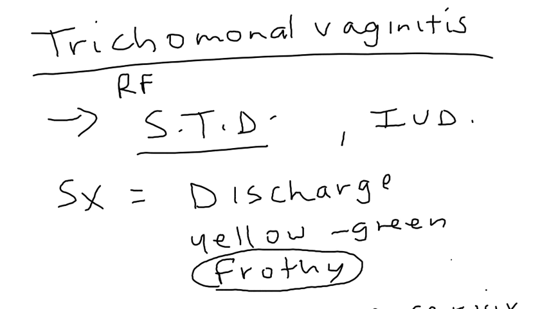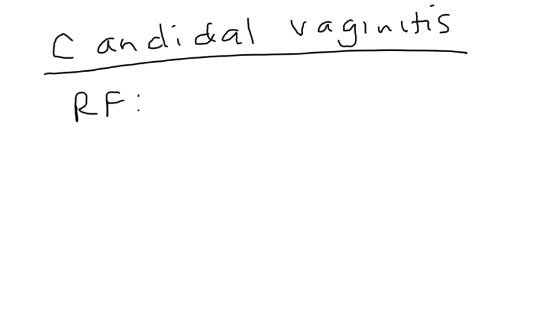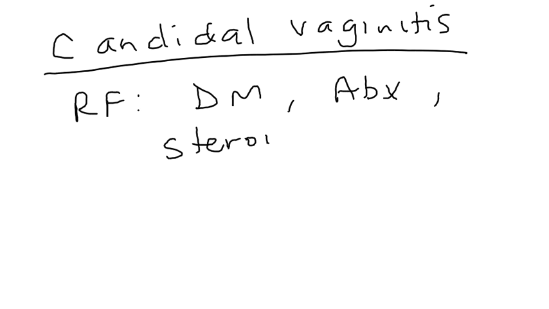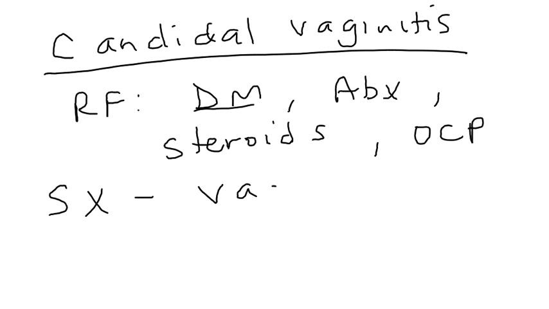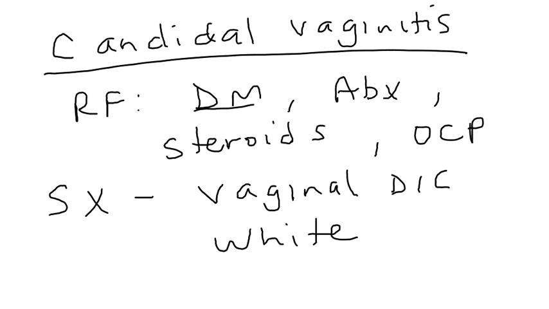All right, now let's get into the third and final one, which is Candida. Candidal vaginitis. Well, the risk factors for this are actually very, very commonly tested. So remember these risk factors. Diabetes can cause this. Antibiotic use can cause this. You can get this if you've been taking steroids. Or sometimes even oral contraceptive use can cause Candida. Diabetes is a big one. Well, symptoms. Again, vaginal discharge, but the vaginal discharge is white. All right, it's a very characteristic white color.